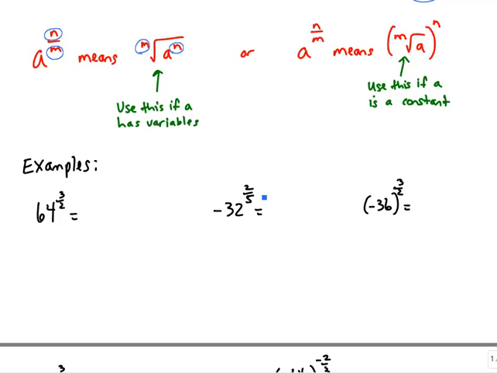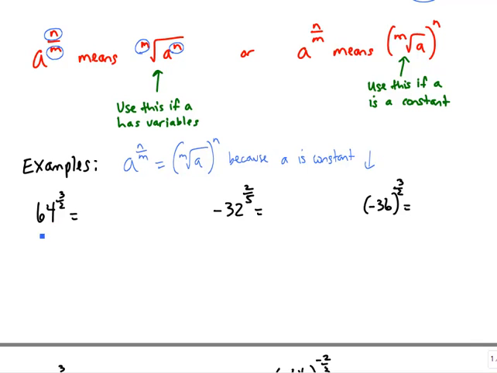So if we look at these next examples, they all have just numbers in the base, 64, negative 32, negative 36. So in this case, we're going to want to use and think of a to the n over m as the mth root of a, figure that radical out first, and then raise that answer to the nth power. And this is what we want to use because a is a constant down below. So let's try it out.